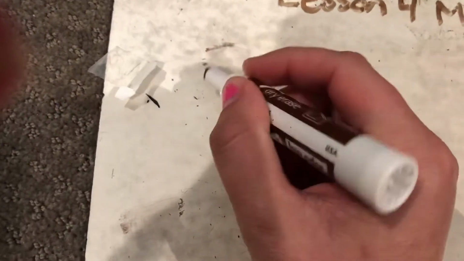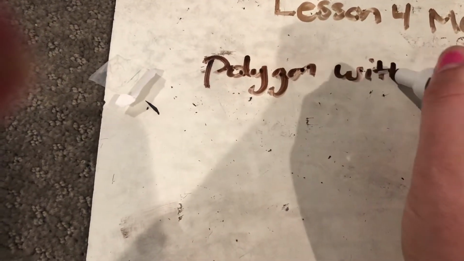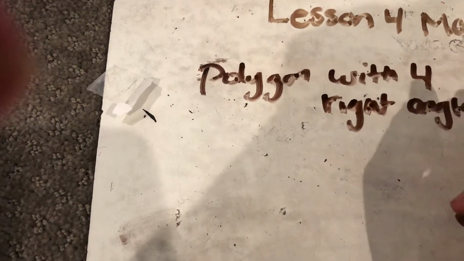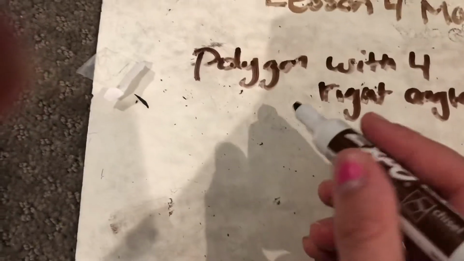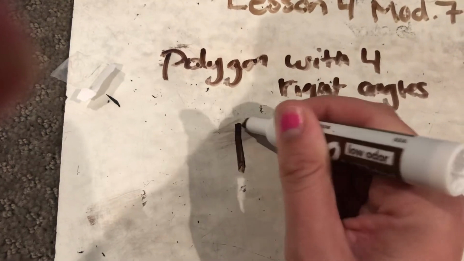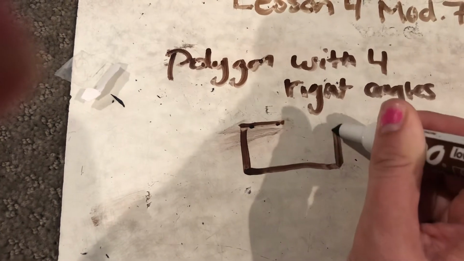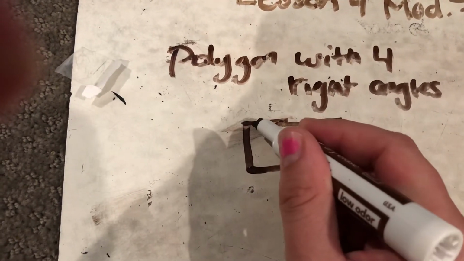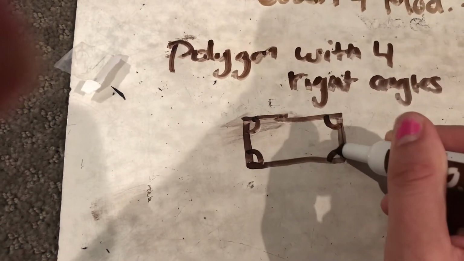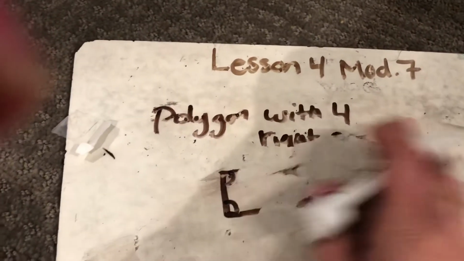What if it said 4 right angles? Polygon with 4 right angles. It could also say quadrilateral with 4 right angles because it means 4 sides. So I'm going to draw. When you draw right angles, you have to make sure that the point is very sharp. It's not crooked. And if you want, you can make little half circles in those points because that means there are 4 right angles. 1, 2, 3, 4. So it's a polygon with 4 right angles.